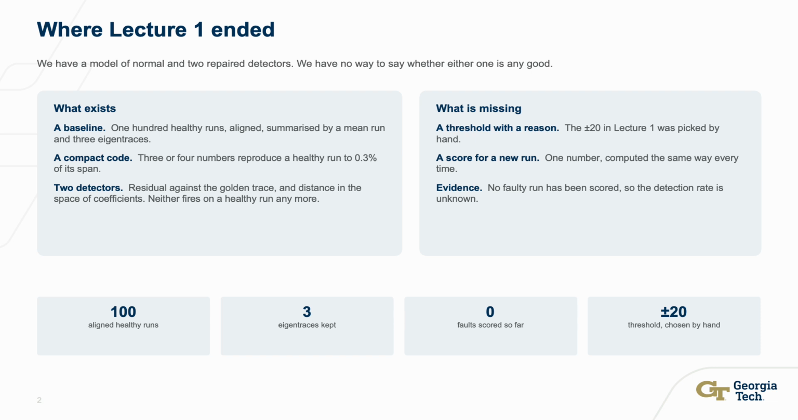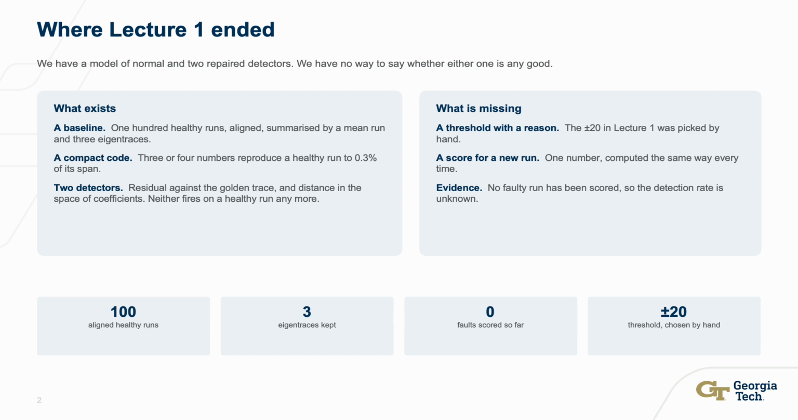What we do not have is more interesting. We have no threshold with a reason behind it. The plus or minus 20 units used in the last lecture I picked by hand, and I said so at that time. We have no score for a new run. We looked at pictures and made judgments, and we have no evidence. Not one faulty run has been scored, so the detection rate is completely unknown. For all we know, both detectors are quiet because they are quiet about everything.